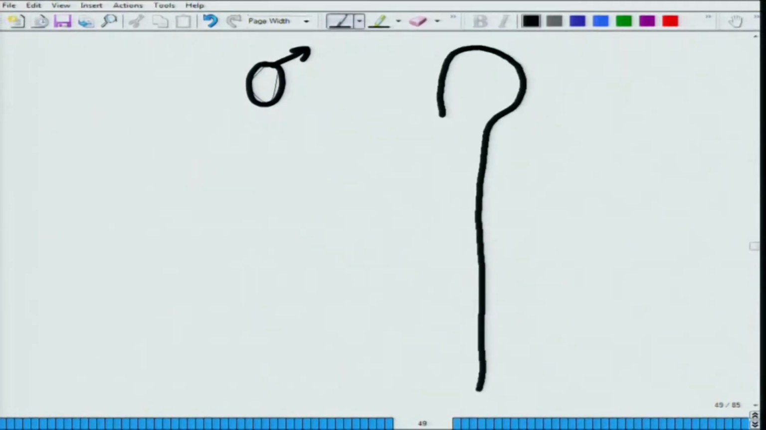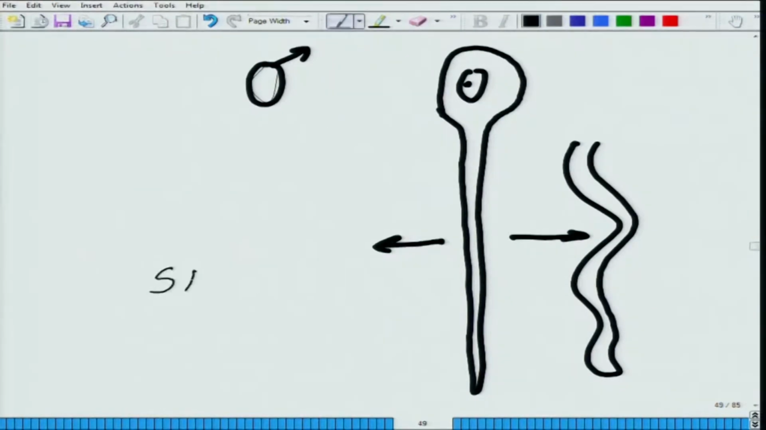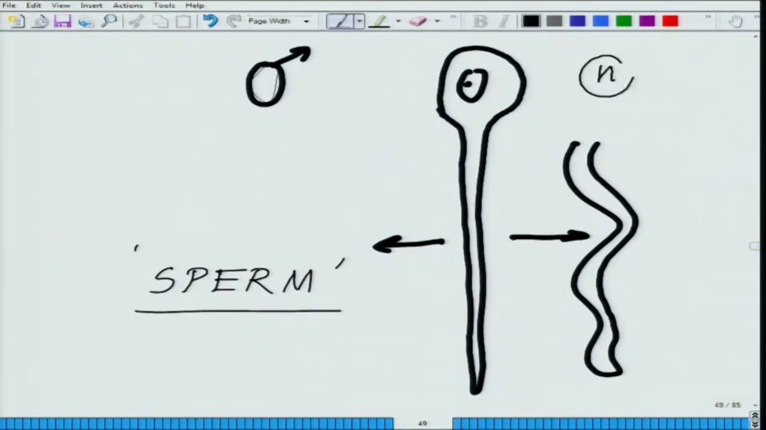Structurally, the sperm looks something like this. This is the male gamete. It has a huge tail, and here you have the nucleus and everything, and this tail is what makes it mobile. This movement is because of this tail. So, this is the sperm, which is the male sex cell, and as I explained, these are all N, these are all haploids.